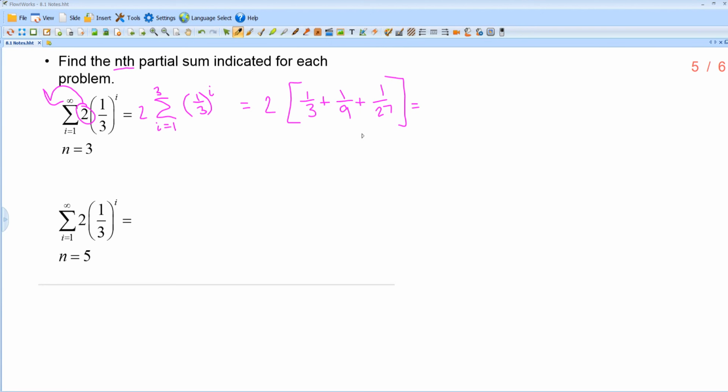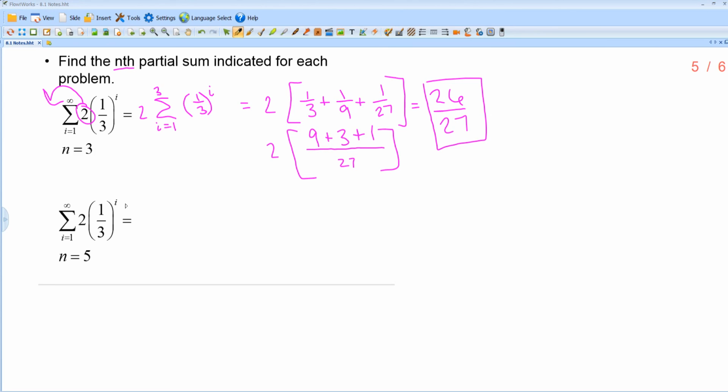Again, between all of these, you just get one common denominator, which in this case is 27. 1/3 of 27 is 9. 1/9 of 27 is 3. 1/27 of 27 is 1. This is being multiplied by 2. So that's going to give me 26/27. So pretty close to 1 right here.